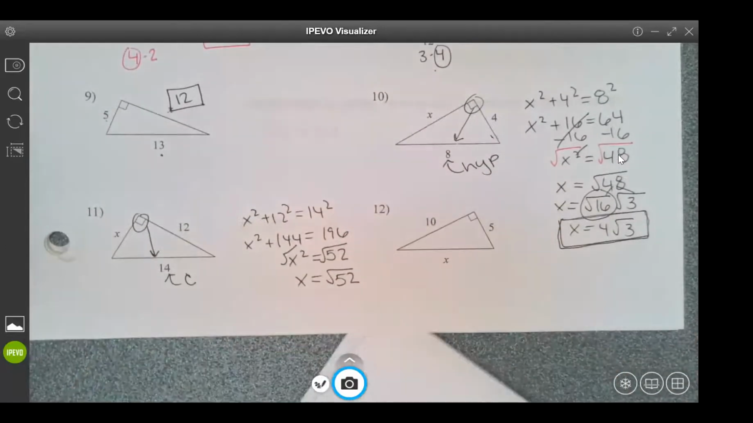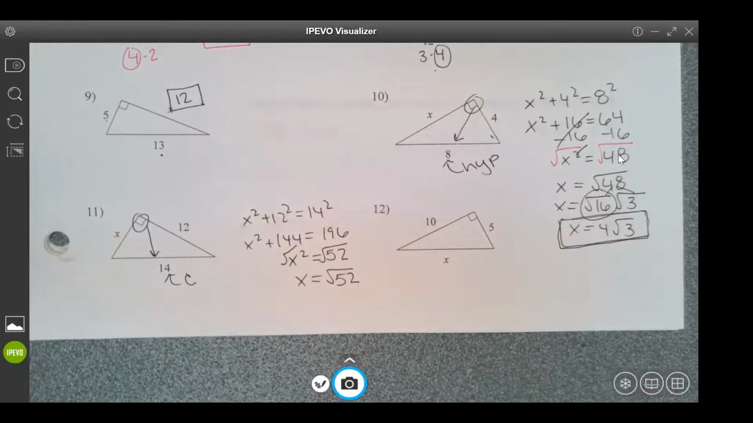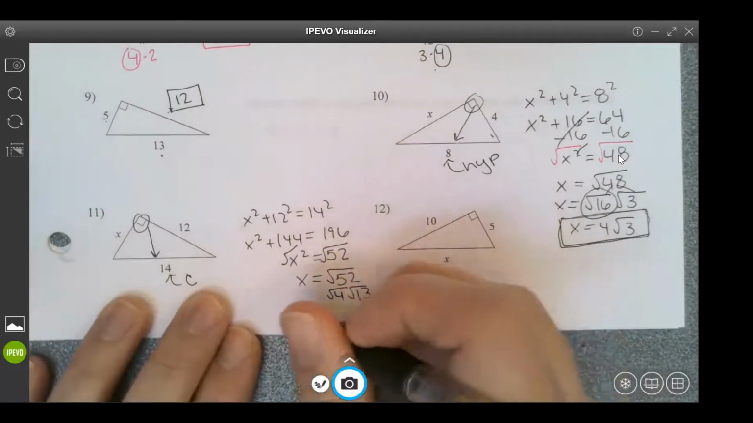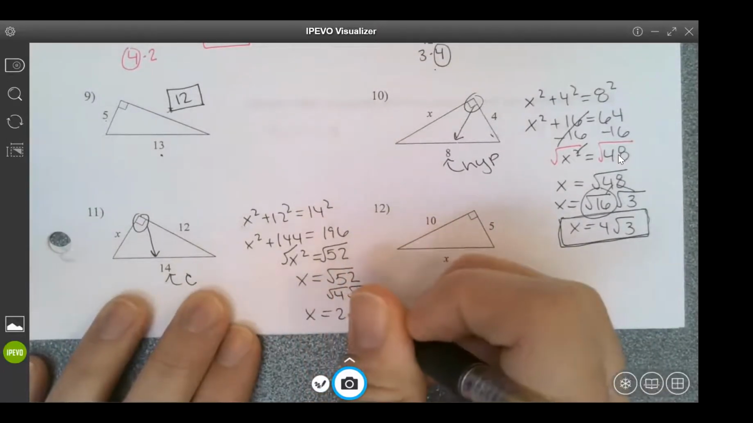Square root of 52 can be simplified. What perfect square number goes into 52? 4. 52 is 4 times 13. Simplifies down to 2 rad 13.